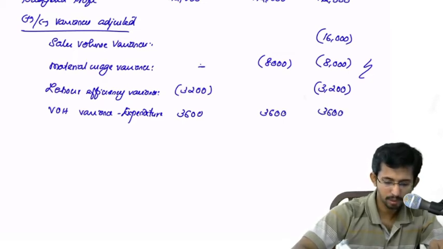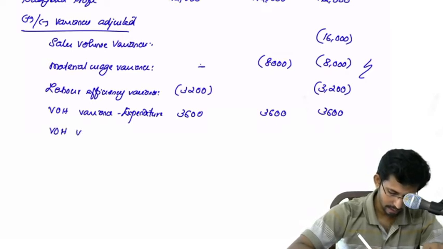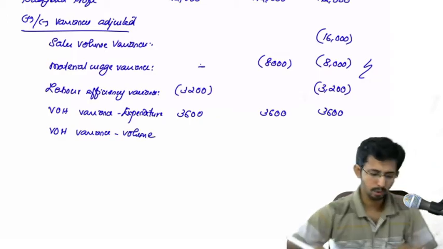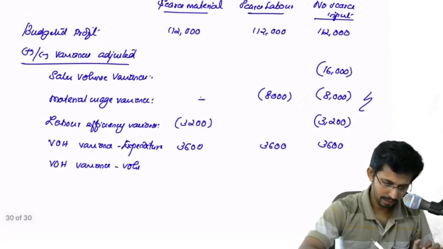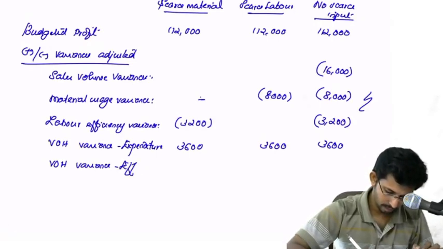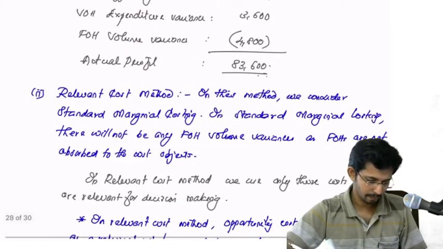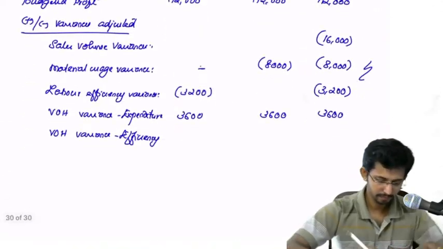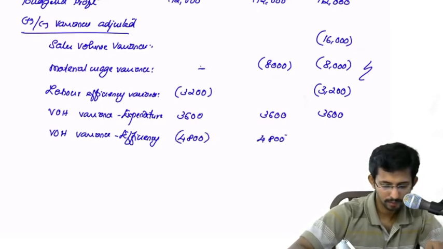Because any opportunity cost will not have any impact on this. Then variable overhead variance, volume or efficiency. Basically it is efficiency. Okay, volume is mainly for FOH. VOH efficiency, 4800 negative. No impact. Okay, here also 4800 negative.